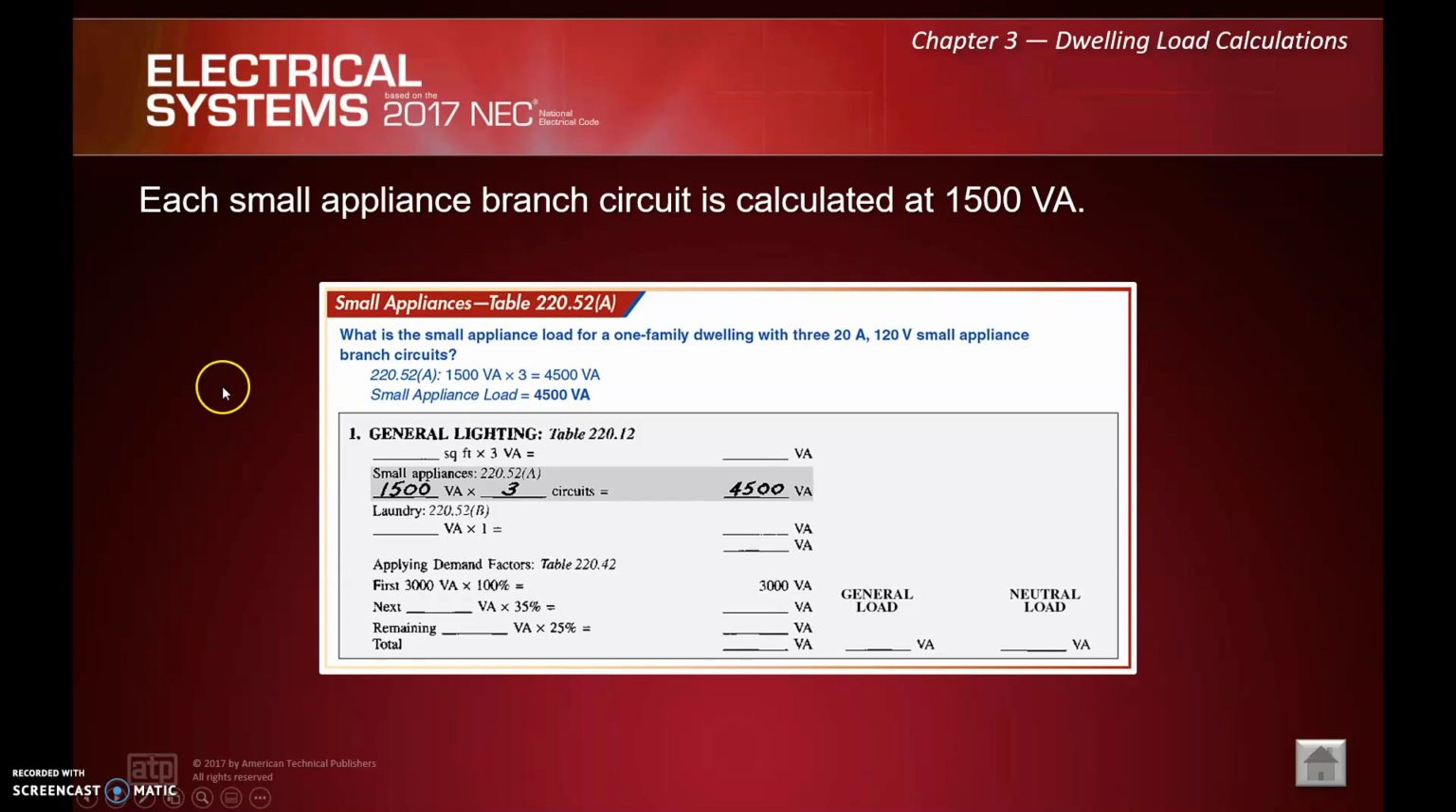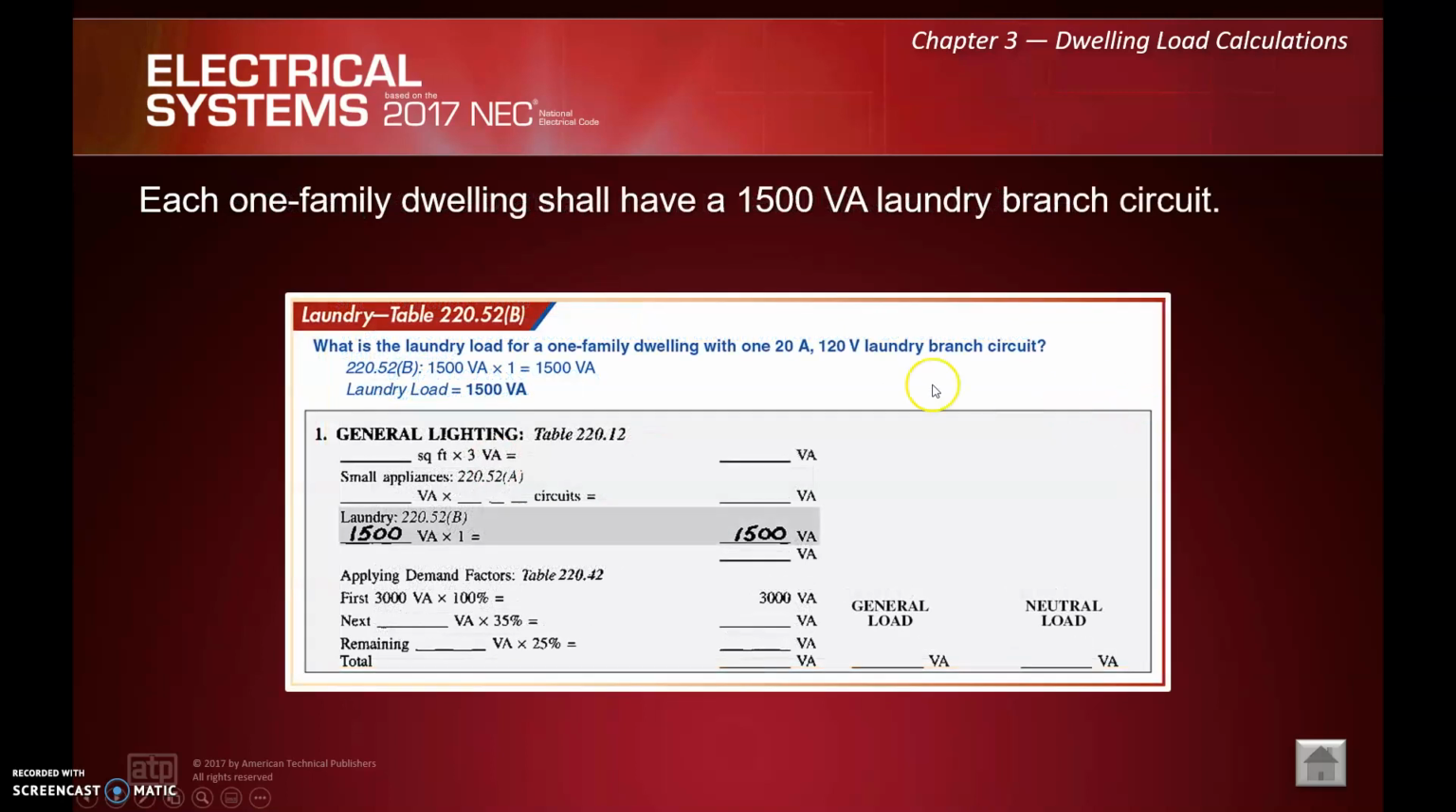And next we get to the small appliance load. Remember, we need a minimum of 2. In this particular instance, they have 3, but regardless, we need to calculate those at 1500 volt amps for each circuit. Small appliance branch circuit meaning your kitchen counter circuits, right? Here we get the laundry, same thing, 1500 volt amps per laundry circuit where you need a minimum of 1, and usually that's all you're going to have.